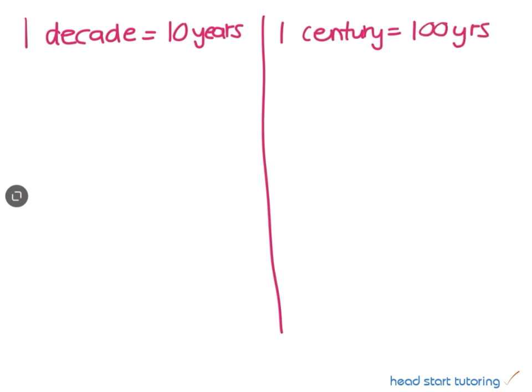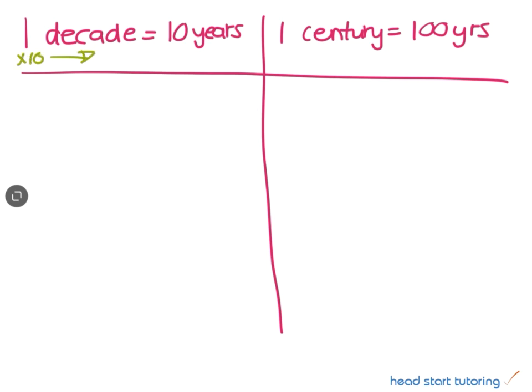One decade is equal to 10 years, and 1 century is equal to 100 years. So when we are converting from decades to years, we multiply by 10, and when we are converting from years to decades, we divide by 10. When we are converting from centuries to years, we multiply by 100. And when we are converting from years to centuries, we divide by 100.